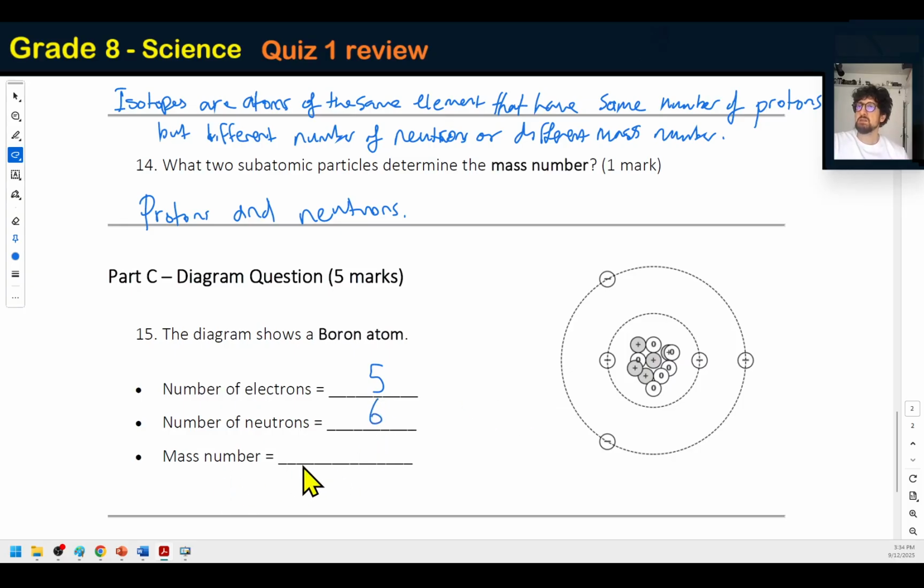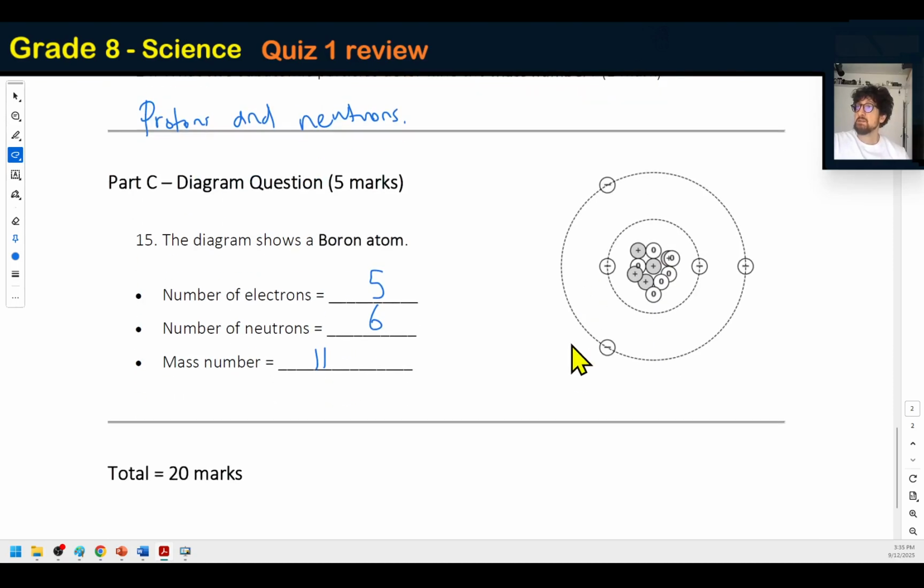And what is the mass number? Well, the mass number is going to be both protons and neutrons. So we can just add, because the number of electrons is equal to the number of protons. So we know that it's going to be 5 protons as well. So we can just add these two, which is 11. Or we can just count them. 1, 2, 3, 4, 5, 6, 7, 8, 9, 10, 11. So it's just 11. And that's it.